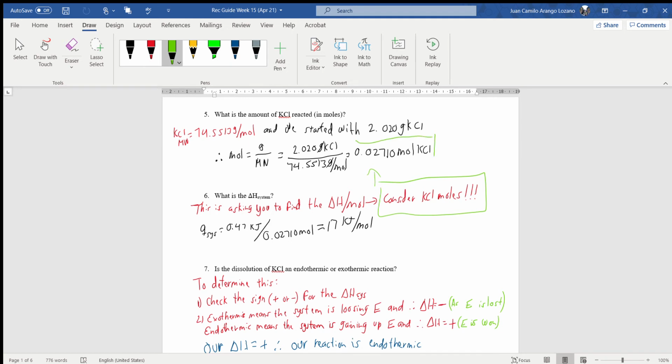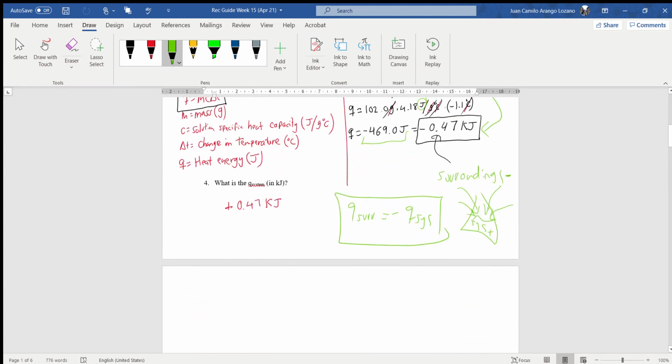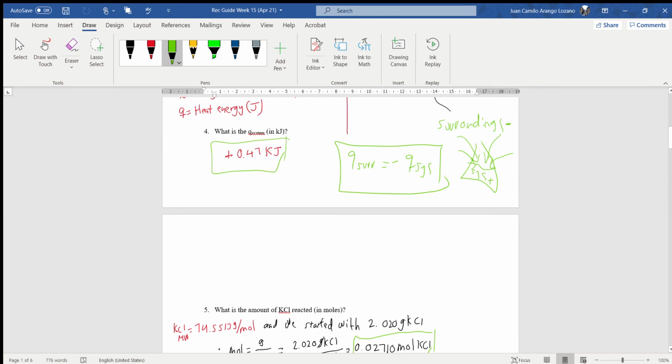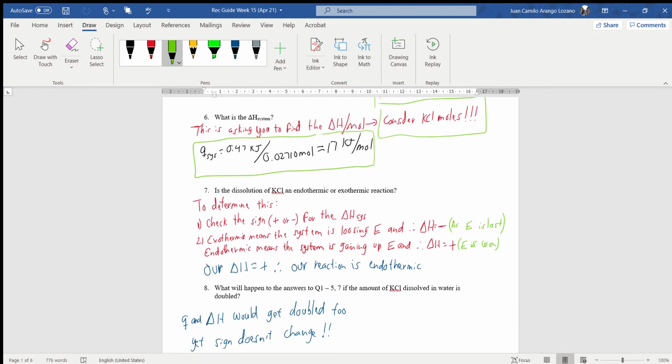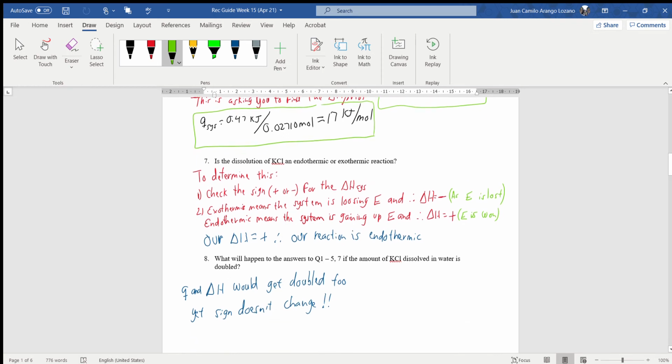So I got that I have 0.02710 moles of potassium chloride, which means that if I already calculated my q of my system to be 0.47 kilojoules, I just need to divide that over the amount of moles I got for my reaction, and that's going to give you, in this case, the delta H of the system. Number 7 is telling me: is the dissolution of potassium chloride an endothermic or exothermic reaction?